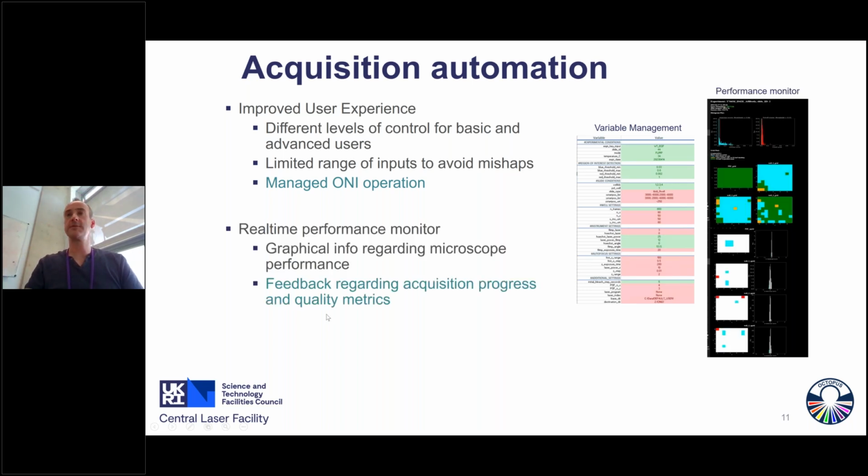And then also real-time performance monitoring, so a wide variety of diagnostics running as the instrument runs. You put a sample on and then it runs for potentially 24 hours acquiring data, but it will tell us how it's covered the fields of view across the slide as it's gradually working its way across acquiring data, and a variety of diagnostics give us feedback in terms of the performance and quality metrics as it's acquiring the data.